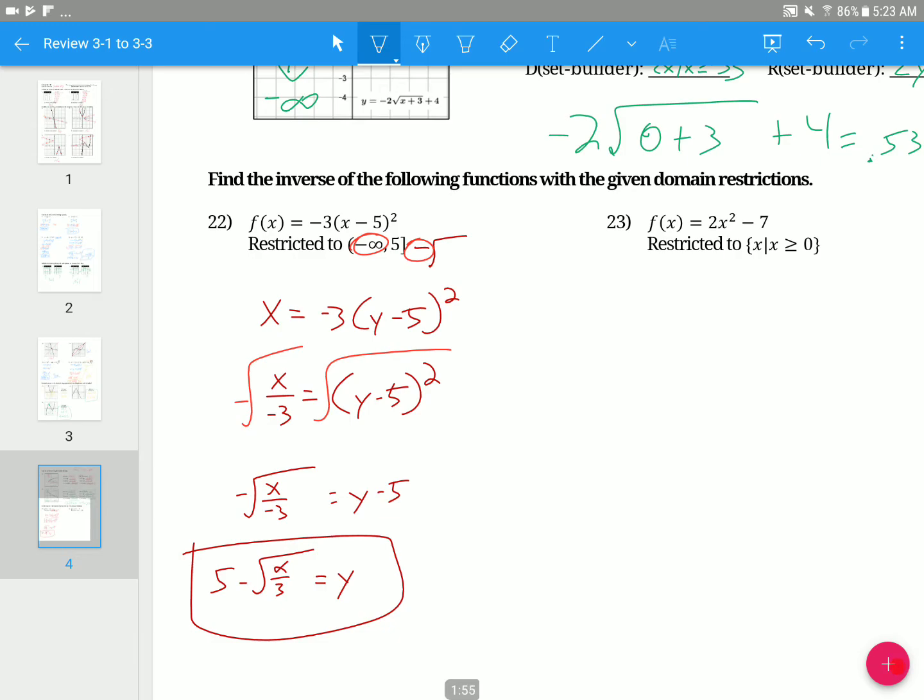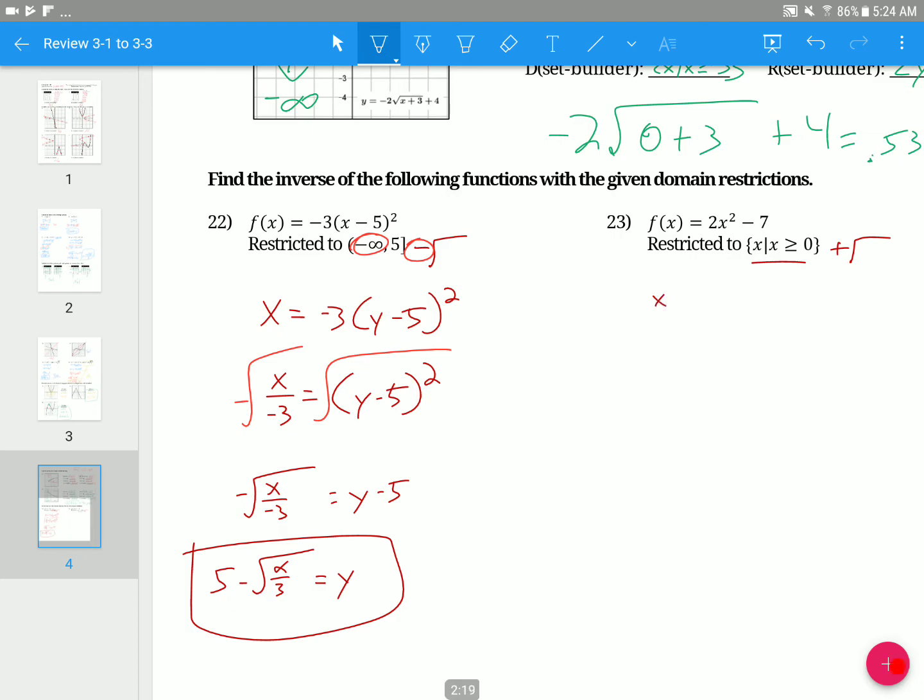Right? The next one is the exact same thing, but okay, they gave you set builder notation instead of interval notation. So they want x greater than 0. Well, if you're greater than 0, are you going to the positive side or the negative side? If you're going greater, you're going to the positive side. So when you take the square root, make sure you just have the positive one. You don't need the plus or minus. They're restricting it to just the positive side and taking the inverse of that.